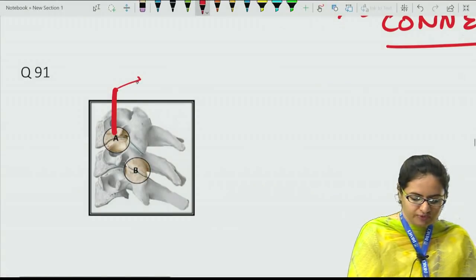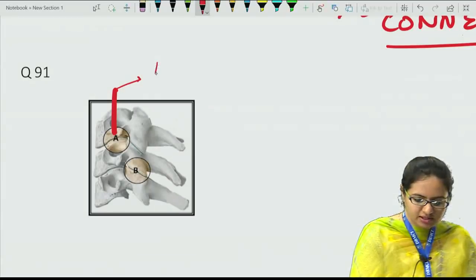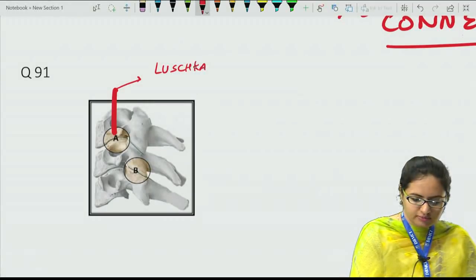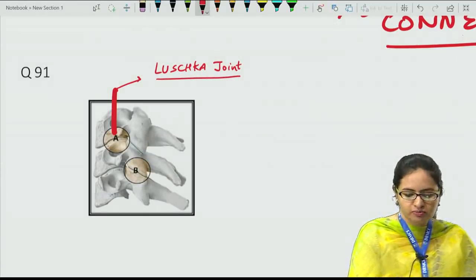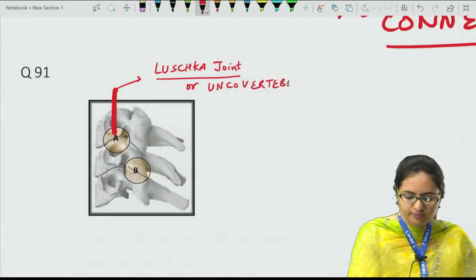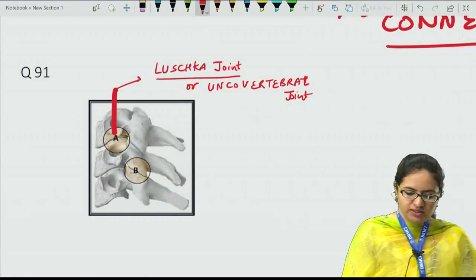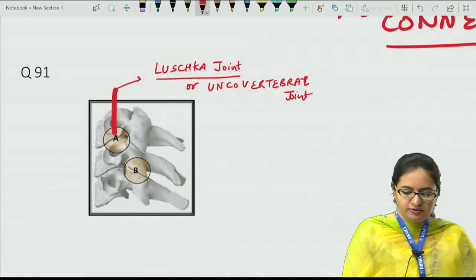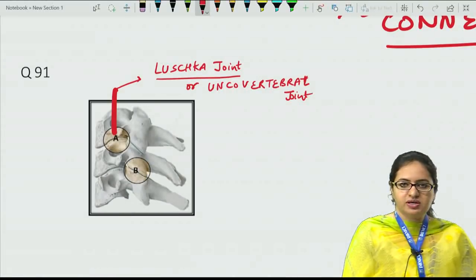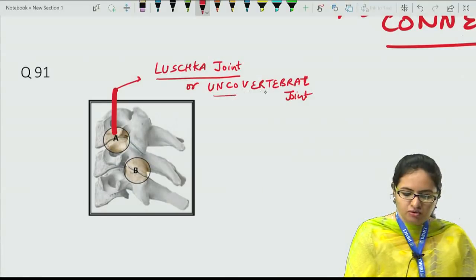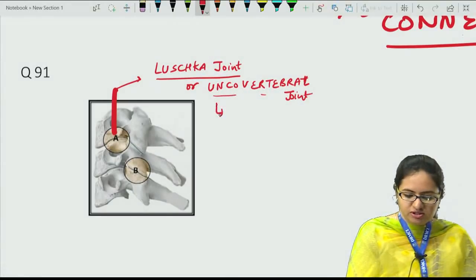This A structure over here, this is the Luschka joint, and it is also known as the uncovertebral joint. The uncovertebral joint is formed between the uncus, or the sideways projections of the body of the vertebrae. This Luschka joint, or the uncovertebral joint, is a common site of osteophytes.